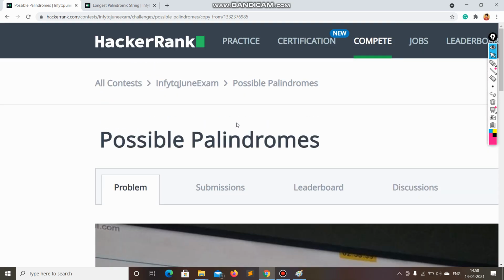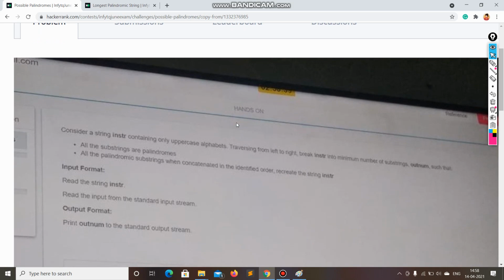Today I am explaining the palindrome partitioning problem. The problem is: consider a string INSTR containing only uppercase alphabets, and you traverse from left to right, and you have to break the given string into the minimum number of substrings such that every substring is a palindrome.